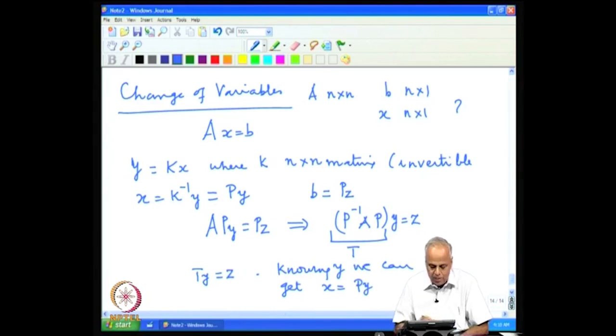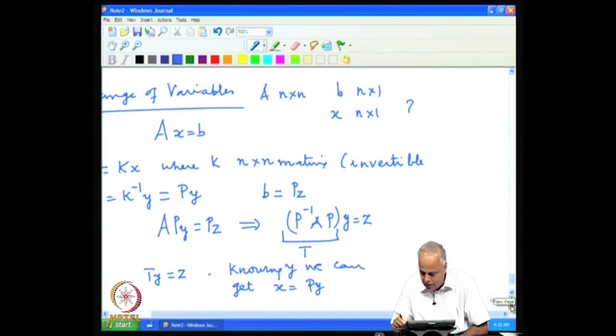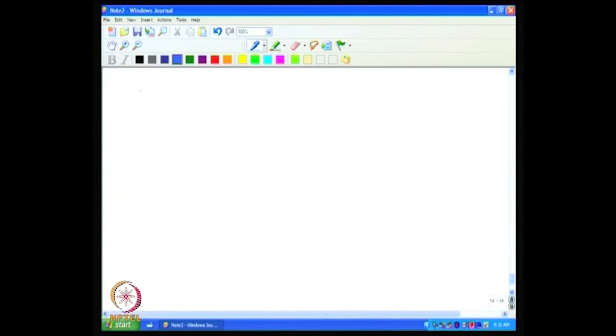So, the problem therefore is, can we solve y? We can solve y if T were a simple matrix. What do we mean by a simple matrix? Namely, the diagonal matrix. So, suppose we can make T diagonal. So, we have T y equal to z, where T equal to P inverse A P and z is equal to P inverse b, or b is equal to P z.